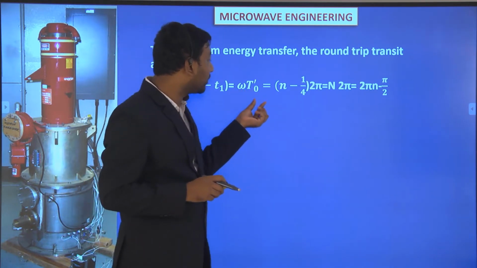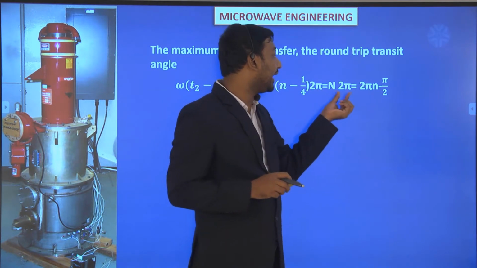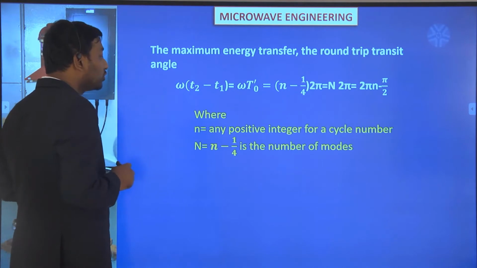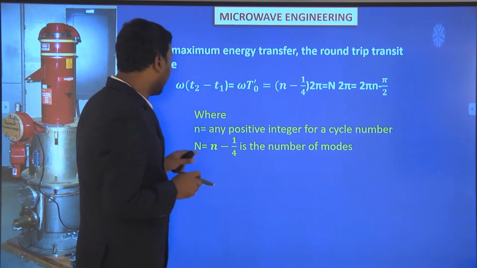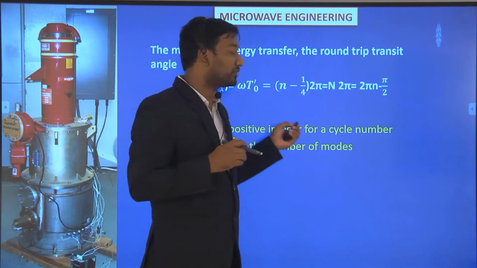So omega T naught dash equals (n minus 1/4) 2 pi, or we can write 2 pi n minus pi by 2, where n is any positive integer for the cycle number, and capital N equal to n minus 1/4 is the number of modes we are considering.